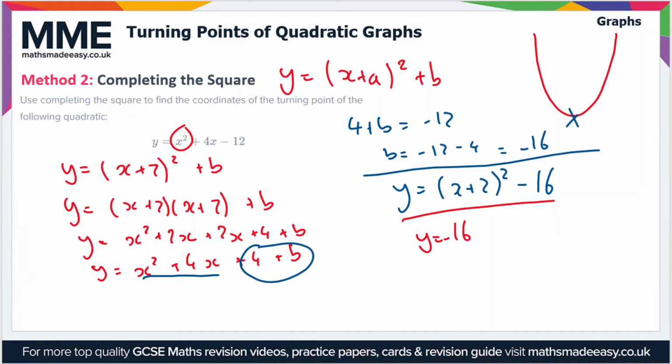Now all that's left to do is to find the x coordinate. We need the x coordinate that gives us a y value of minus 16, and as we've just established, that's when the part inside the brackets equals 0. So if x plus 2 equals 0, then clearly x is minus 2. So therefore the coordinates of the turning point, which is this bit here, are (minus 2, minus 16).